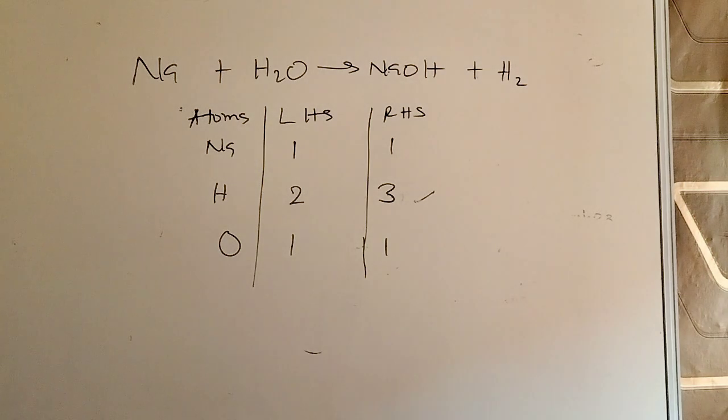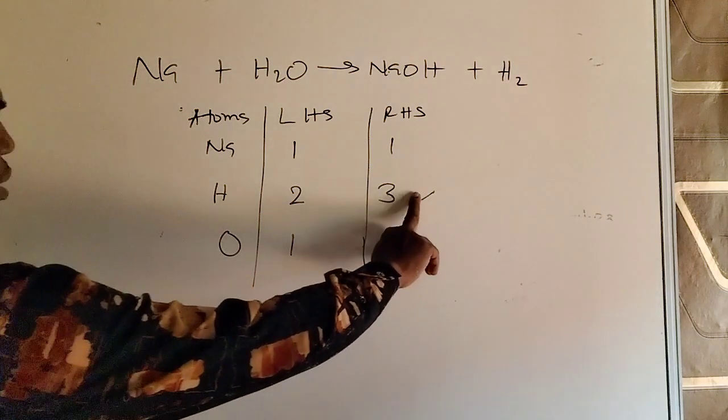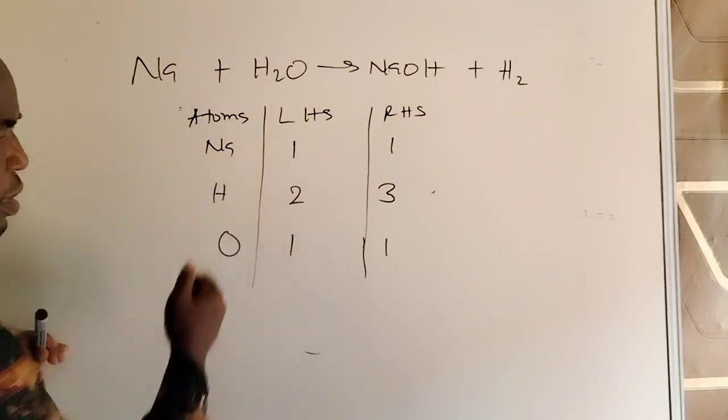So take a few seconds to look at the board. When you look at the board, you see that there are 3 elements listed: sodium, hydrogen, and oxygen. And all the elements are balanced except one. Sodium is 1, 1, balanced on both sides. Oxygen 1, 1, balanced on both sides. Only hydrogen is unbalanced. So what do we do? We ask ourselves, which side of hydrogen has a smaller number? It is the left hand side.